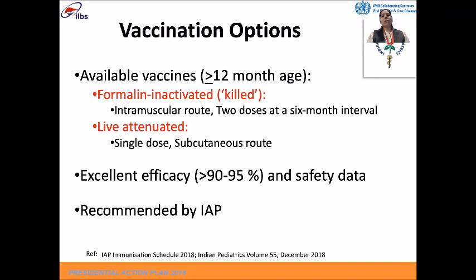And there are various vaccination options. The available vaccines are of two important types: a killed vaccine and a live attenuated vaccine, and they can be given at 12 months of age or more. The killed, or formalin-inactivated, vaccine is given intramuscularly, and 2 doses at a 6-month interval need to be given. Whereas the live attenuated vaccine is a single dose, and the route is subcutaneous. The efficacy is excellent, more than 90 to 95%, and it is recommended by the IAP, that is, the Indian Academy of Pediatrics.